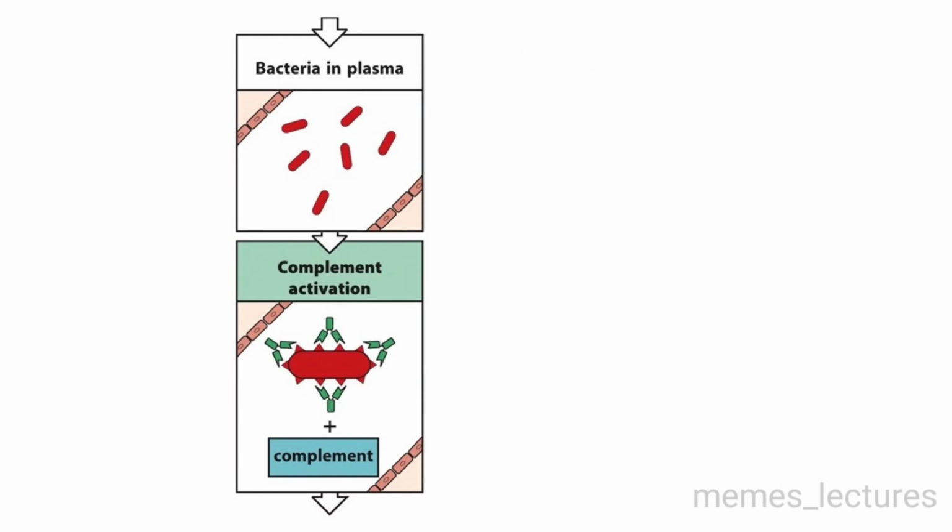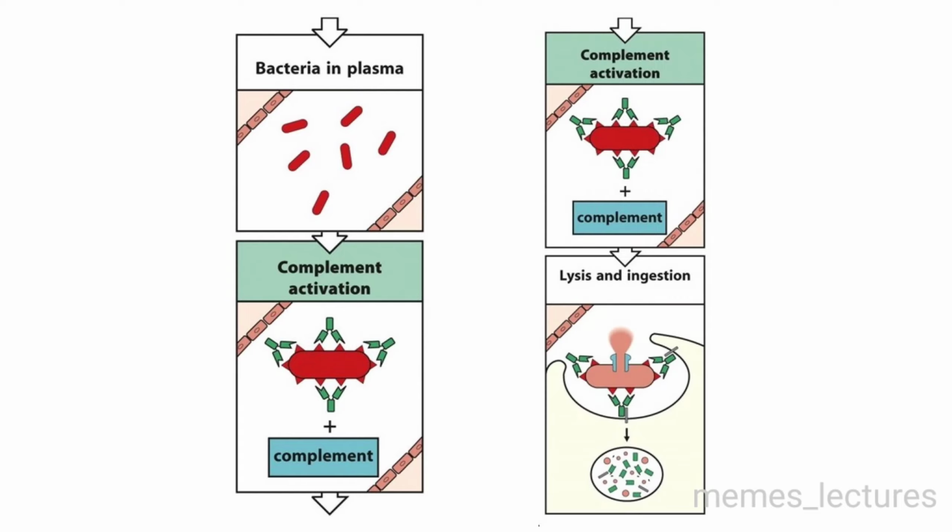Third, activation of the complement system by antibodies coating a bacterial cell. Bound antibodies form a platform that activates the first protein in the complement system, which deposits complement proteins, blue, on the surface of the bacterium. This can lead in some cases to formation of a pore that lyses the bacterium directly.